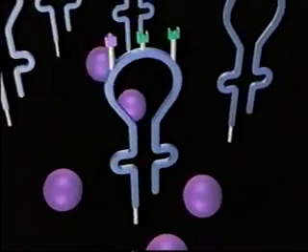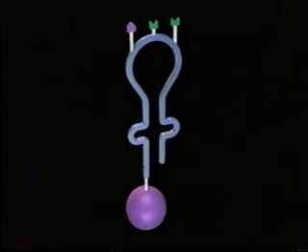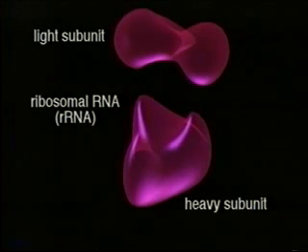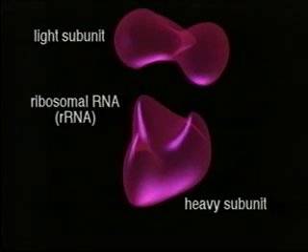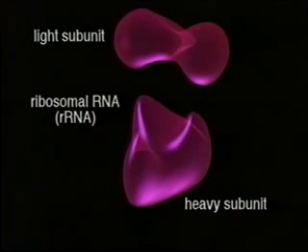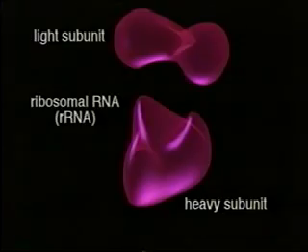protein. Transfer RNA, or tRNA, brings in the raw materials for protein synthesis by binding to specific amino acids in the cytoplasm and carrying them to the ribosome for the assembly of amino acids into protein. Ribosomes, the protein factories of the cell, are made of one light and one heavy subunit. Each subunit is made of proteins and ribosomal RNA, or rRNA.